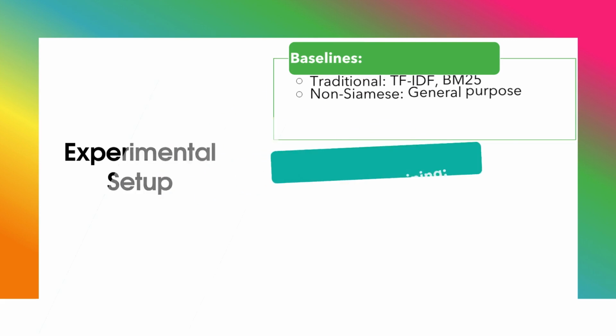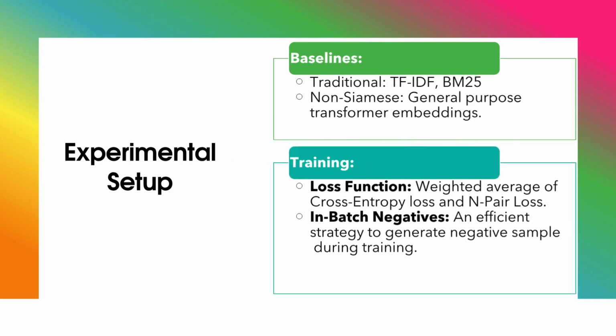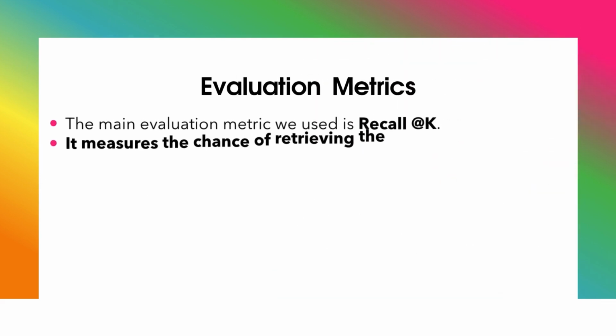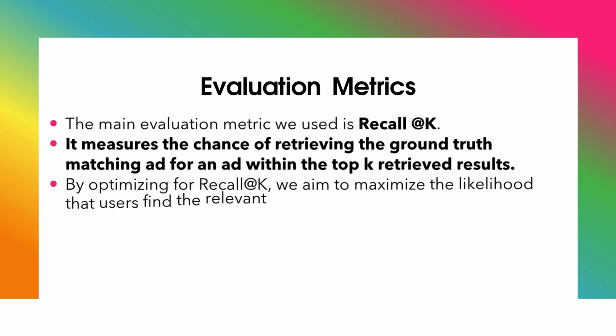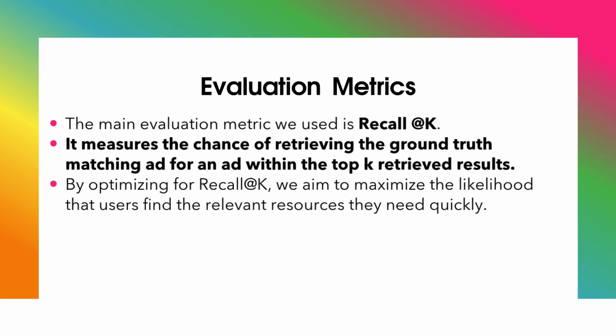We train the network using a combined loss function, a weighted average of cross-entropy and contrastive loss, along with in-batch negative sampling to improve training efficiency. To evaluate the system, we used recall at k as our primary metric. This reflects how likely the correct match appears among the top k results, which directly impacts the user experience in real-world searches.